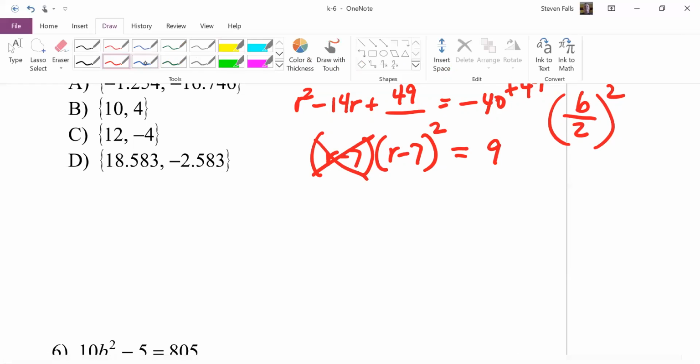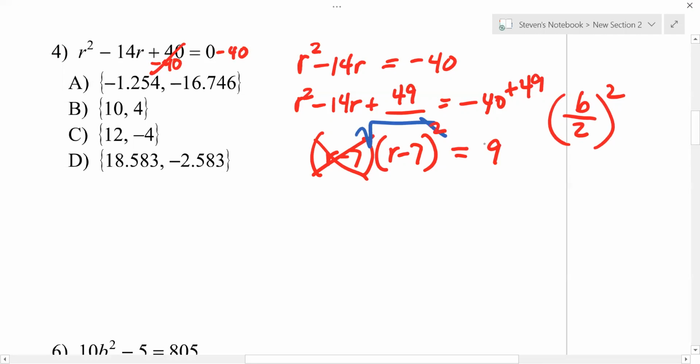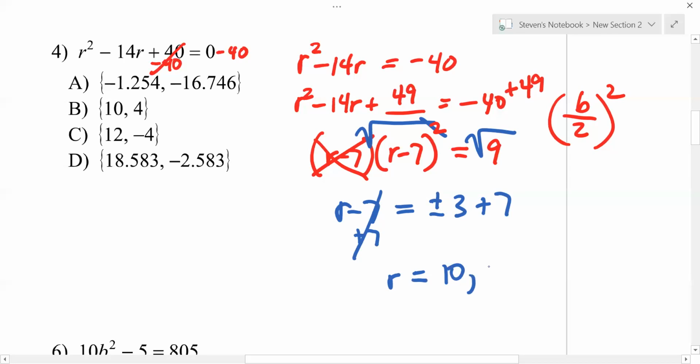Just a couple of steps here. So I'm going to square root both sides. And that gives me r minus 7 equals square root of 9 is plus or minus 3. And we're just going to add 7 to both sides here. And it looks like we're done. So r equals 3 plus 7 is 10. Negative 3 plus 7, positive 4. So 10 and 4 there. Looks like answer choice B.